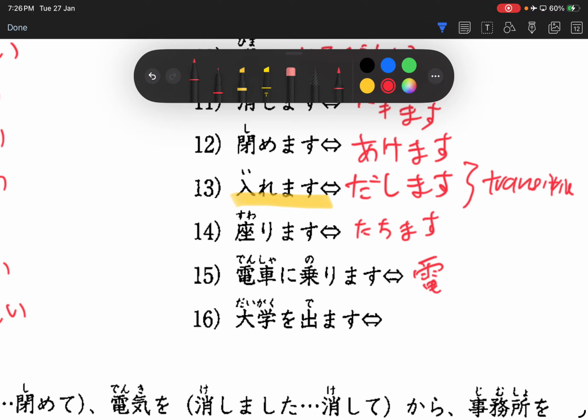Densha o. Instead of o, you can also say kara. Orimasu. Right, densha kara orimasu. From the train I like. Number 16, 大学を出ます.